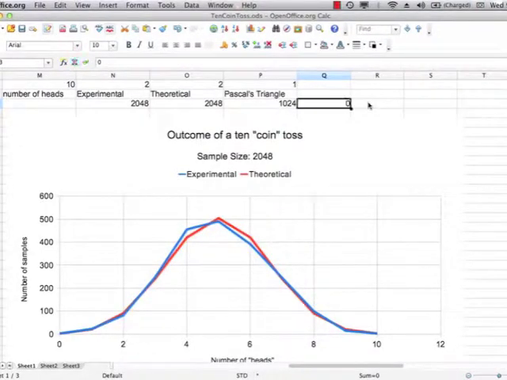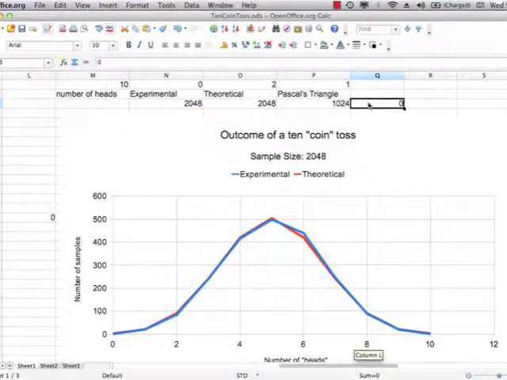Okay? So you can see what's happening. Every single time I do this, I'm throwing theoretically 20,480 coins in groups of 10 and plotting what the result is: how many heads, how many tails, etc., and comparing against the theoretical.